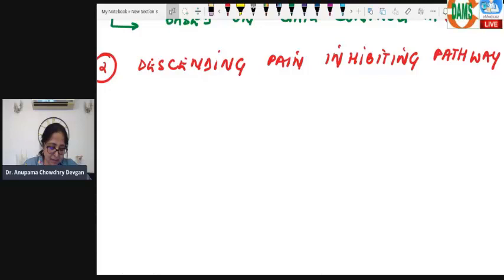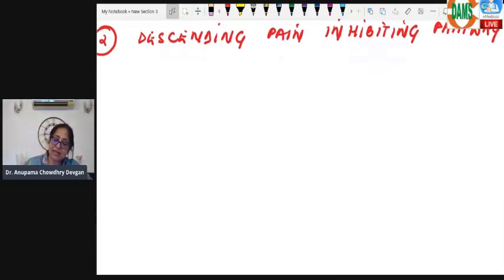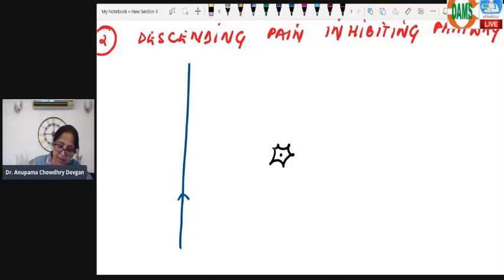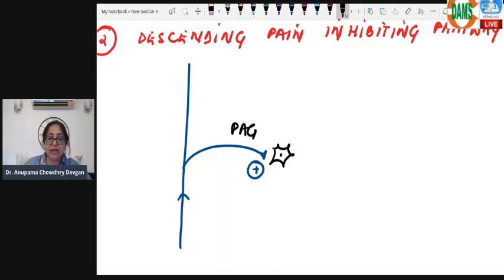So, descending pain inhibiting pathway. What is the descending pain inhibiting pathway? It starts from the periaqueductal gray. And I just told you a little while back that the C fibers, which are the slow pain fibers, give a collateral to the periaqueductal gray neurons.